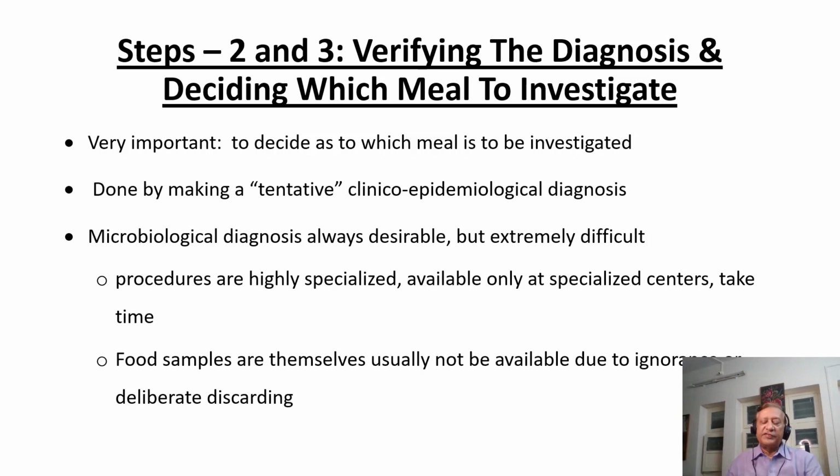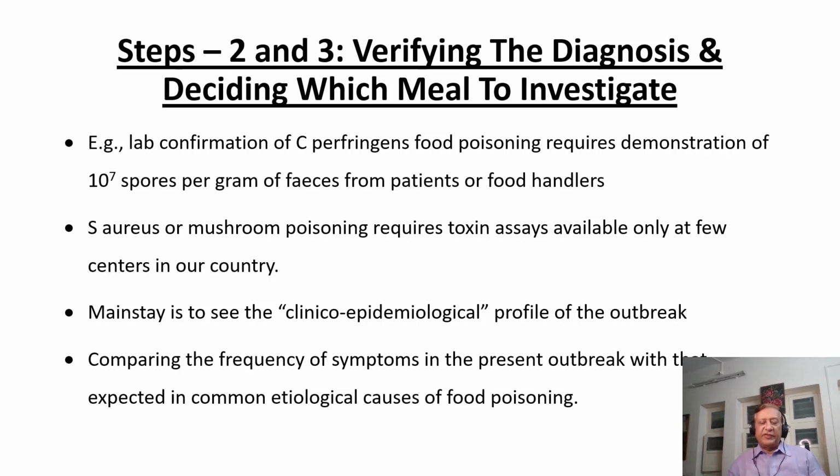More importantly, the food samples are themselves usually not available due to either ignorance or deliberation on the part of the food handlers. For example, laboratory confirmation of Clostridium perfringens food poisoning requires the demonstration of 10 raised to the power of 7 spores per gram of feces from the patients or from the food handlers, and Staph aureus or mushroom poisoning requires toxin assays which are available at very few centers in our country. The mainstay is, therefore, to see the clinico-epidemiological profile of the outbreak by quickly analyzing the frequency of symptoms in the present outbreak and comparing this profile with what is expected during outbreaks caused by common etiological causes of food poisoning.